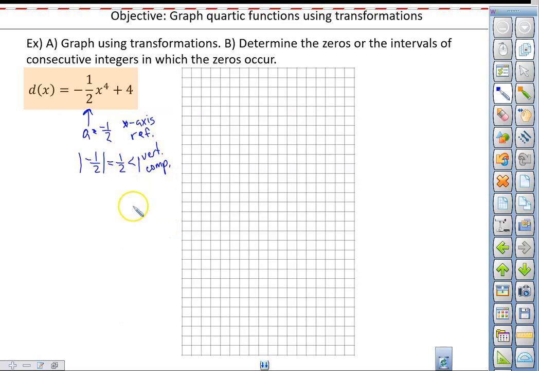And with a factor of 1/2, so that's all that's going to give us. And then we have to realize this plus 4, which is after the power of 4, would be identified as our k. So k is equal to 4, which means we're going to translate up 4 units.